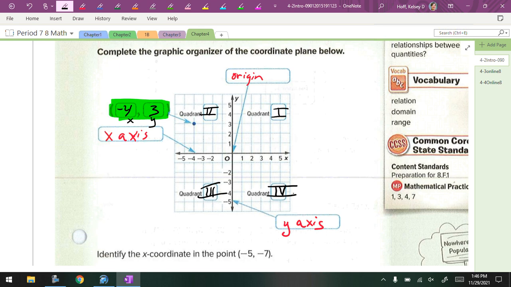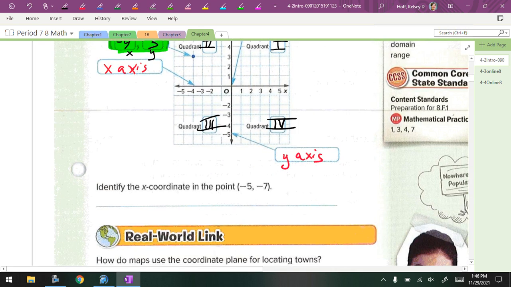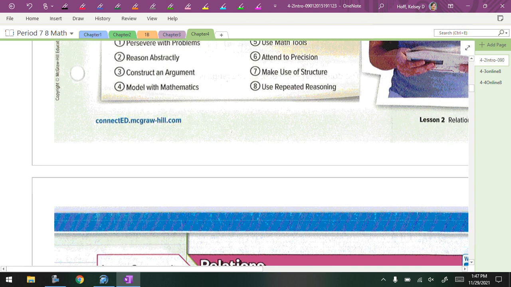Who can identify the x-coordinate in the point -5, -7? Say again, Nolan. -5. Nicely done. As you can see, the important part of this is keeping track of your x's and your y's. All right, flip the page.